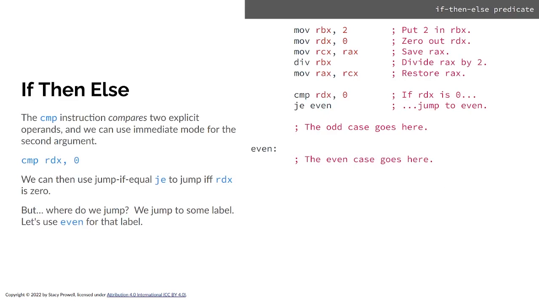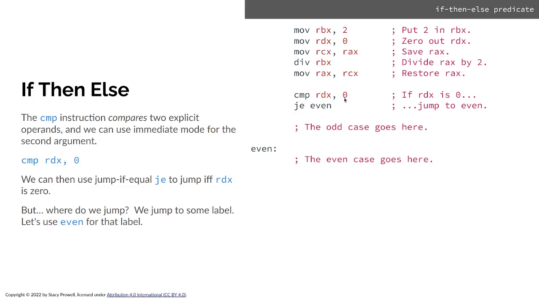So what we need to do next is compare RDX to 0 and see if it's equal to 0 or not. And the way to do that is to use the compare instruction. So here's the compare instruction. It's just CMP, and it compares its two arguments. The way that it does that is by subtraction. But if you just clear your brain of that piece of information and just think about it as compare RDX to 0 and then jump if they are equal.